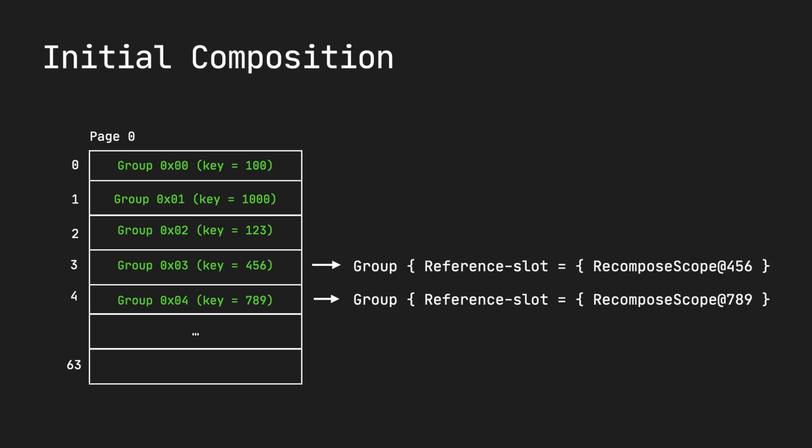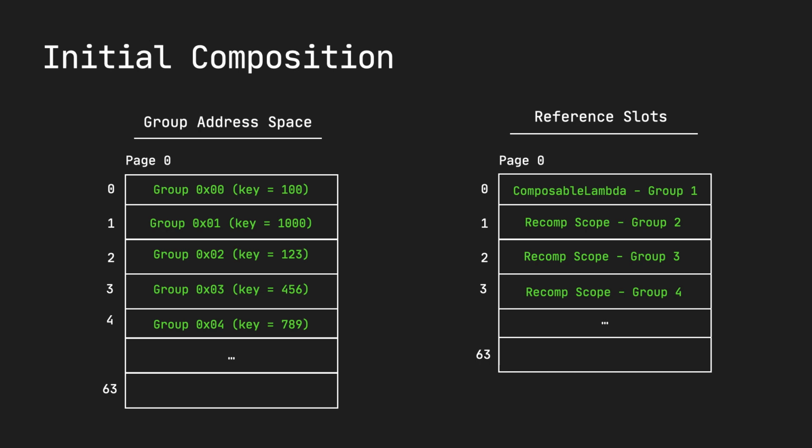And they have reference slots. In the reference slots, they store their own recomposition scopes. So in the end, when you go through this initial composition process, you get something like this. This is what it looks like. This is a very, very simple example of the group address space, and you can see that there are things stored in the reference slot space right there. There's nothing stored in the primitive slot space so far because there were no primitive values that the composable functions were using.